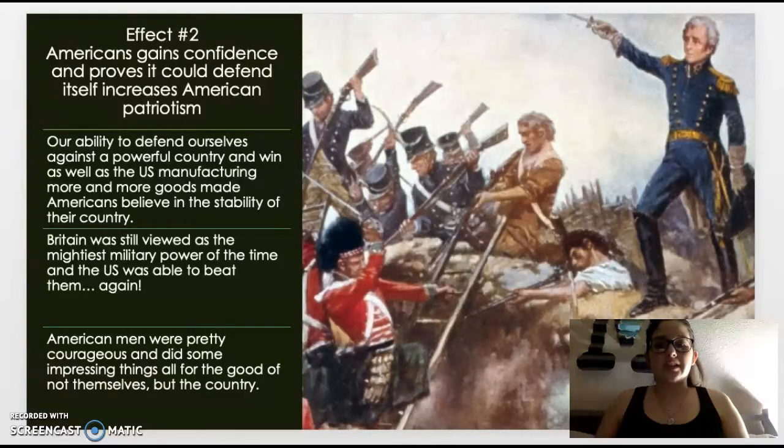So one of the first things is our ability to defend ourselves against a powerful country and win, as well as the U.S. manufacturing more and more goods, made Americans believe in the stability of their country. So we have a couple blanks in the sentence, right, guys? So we need to put in the word defend. Okay?